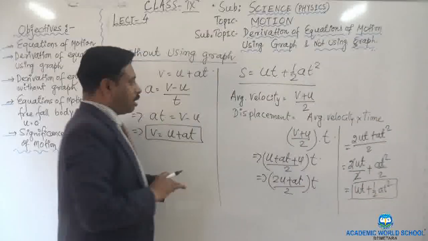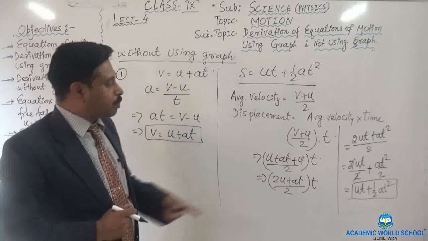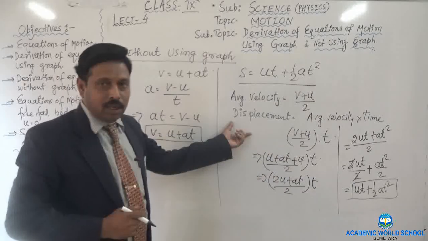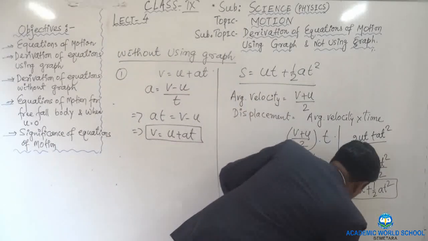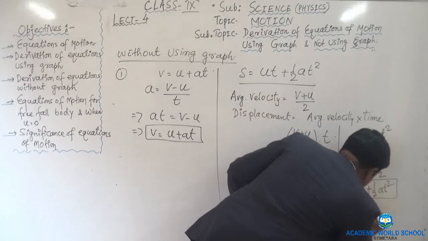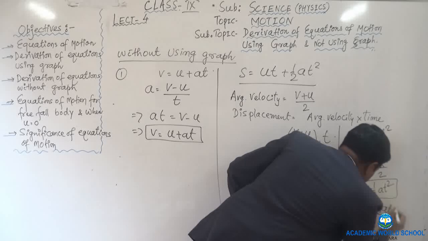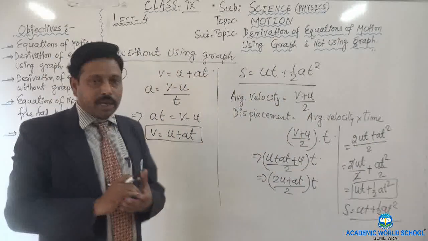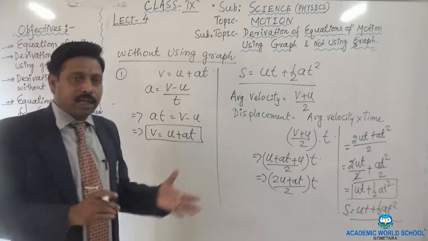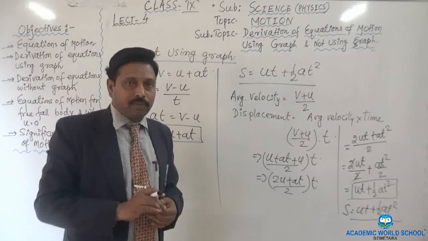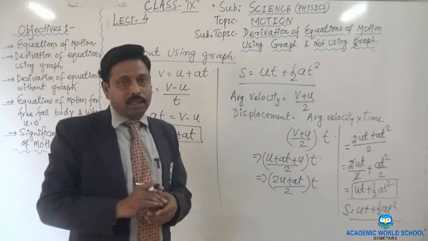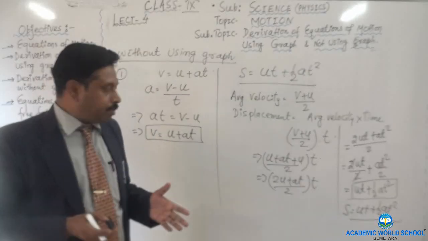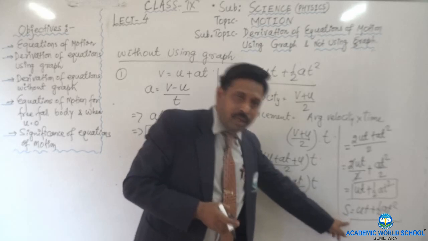Understood? So ut plus half at square we got, and in the left hand side we have the displacement. So s equals ut plus half at square. So this is how I got the second equation of motion, its derivation without using the graph. Now the third equation is v square minus u square equals 2as. It can be derived using the second equation only.